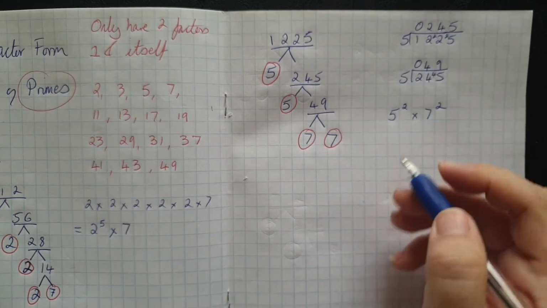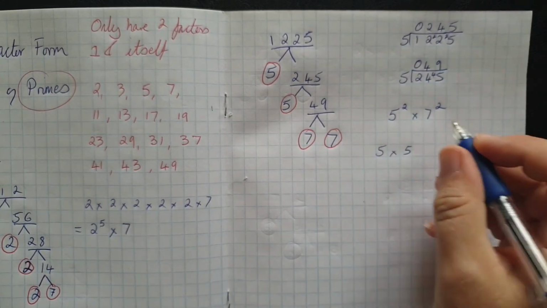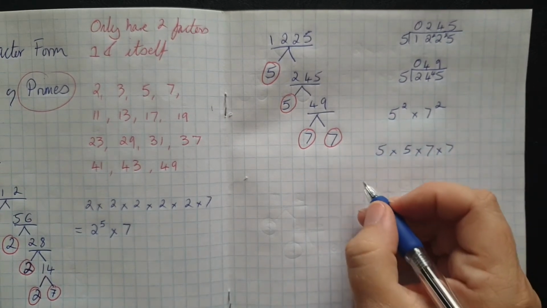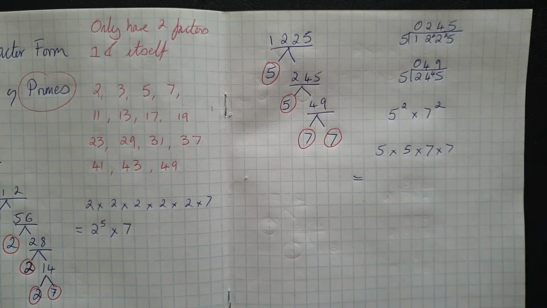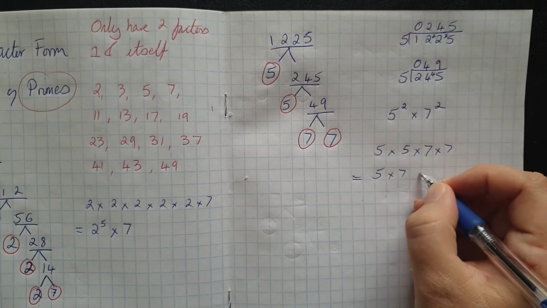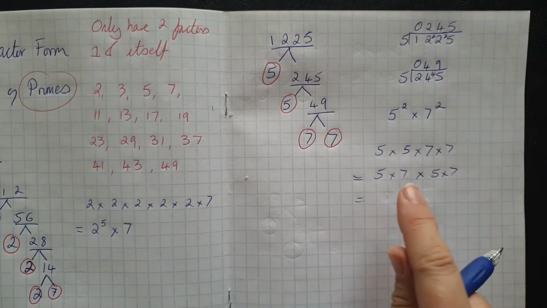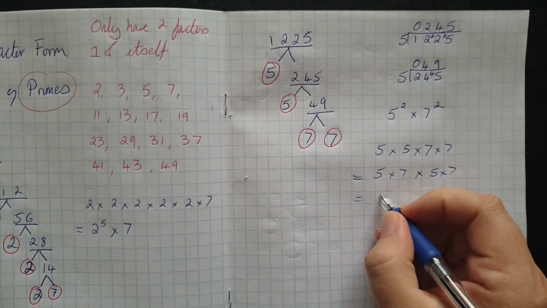If we take that 5 squared, we know that we can write it as 5 times 5. And we know that 7 squared can be written as 7 times 7. Under the commutative law, we can swap round the position with multiplication and addition. So we can change that into 5 times 7 times 5 times 7, which means we've got the same number here multiplied by the same number here.